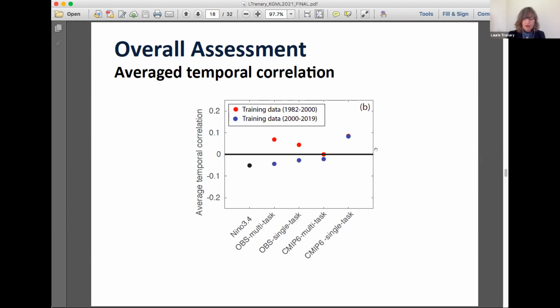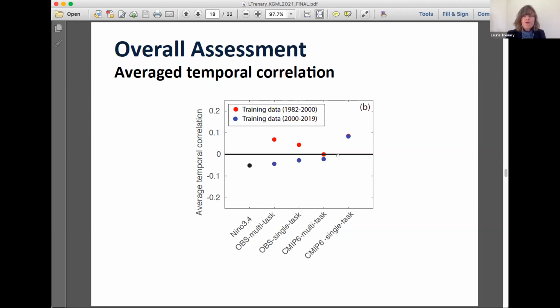The red and blue indicate that different data were used to train the lasso models, to see how robust the fit was and how sensitive it was to data. You can see that for our benchmark forecast, in an average sense, the correlation is negative. It's not doing particularly well. The observation trained models also show a great deal of sensitivity to the training period, as does the CMIP6 multitask. In fact, the most robust and best performing model was the CMIP6 trained single task model.